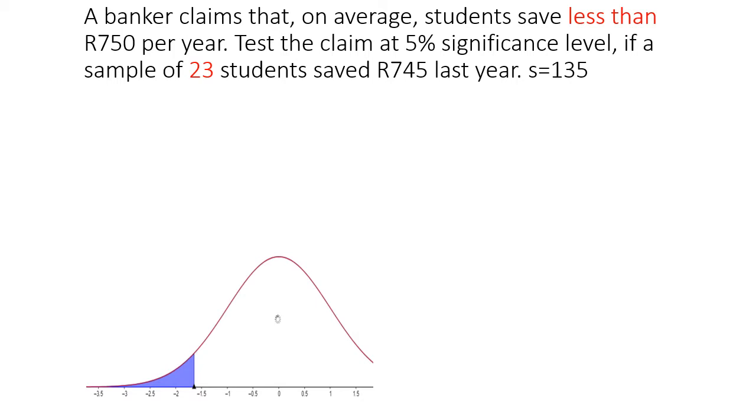A banker claims that on average students save less than 750 per year. Test the claim at 5% significance level. If a sample of 23 students saved 745 last year, we assume a standard deviation of 135.